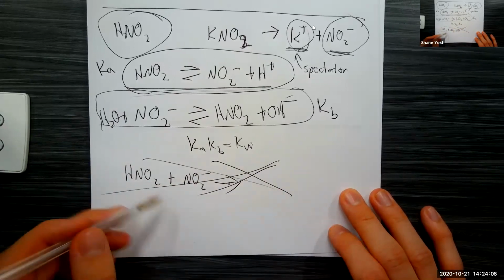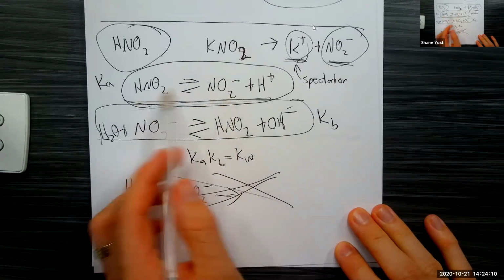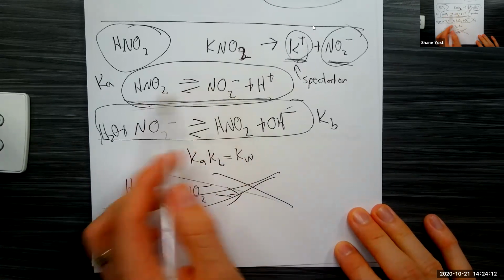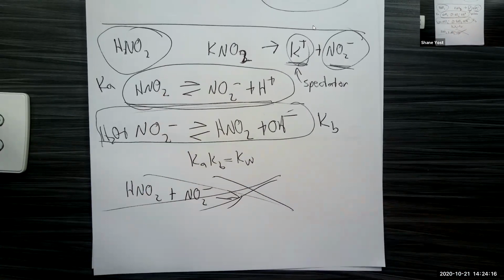A weak acid does not react with its conjugate base. Instead, a weak acid and its conjugate base establish an equilibrium between each other, okay? So if you ever have a weak acid and conjugate base in a solution, those things are going to just establish an equilibrium between each other. They're never going to react with each other, okay?